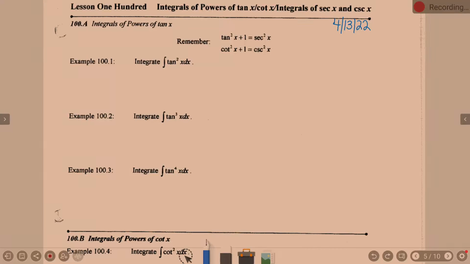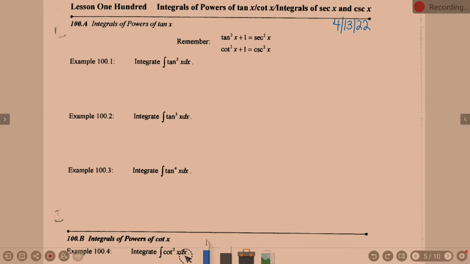Less than 100 is basically just a few more integrals to add to, you know, how do we work them? What do we know? What do we have memorized? A few more trig integrals. Integrals of powers of tangent and cotangent, and just in general, integrals of secant and cosecant.